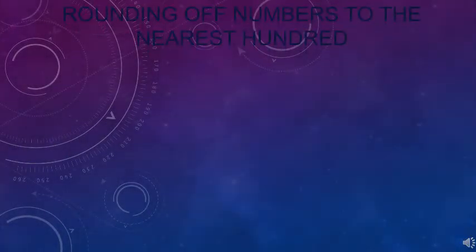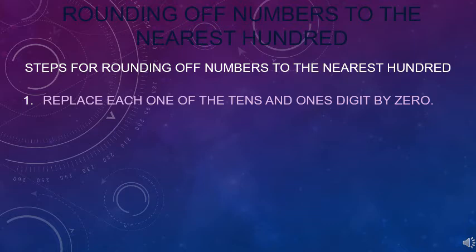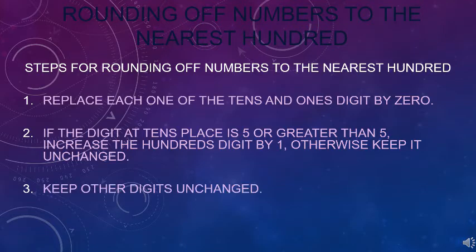Let us now learn the steps for rounding off a number to the nearest 100. Step 1. Replace each one of the tens and ones digit by 0. Step 2. If the digit at tens place is 5 or greater than 5, increase the hundreds digit by 1. Otherwise, keep it unchanged. Step 3. Keep the other digits unchanged.